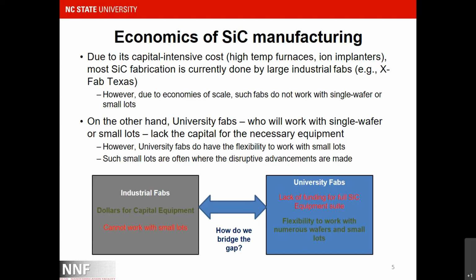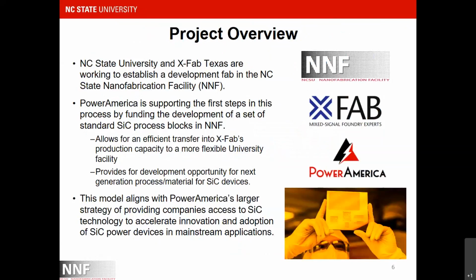So we have one strength on one side, one strength on the other side. How do we push them together? How do we bridge the gap? How do we create a situation where we have a fab that can do the type of things that the large fabs could do, but also has the flexibility to work with smaller lots? And that's where Power America comes in, and that's where XFab and NMS come in. We're trying to set up a system where we here at NC State, specifically at the NC State Nanofabrication Facility, which I'll get into a bit, act as what's called a feeder fab for XFab.